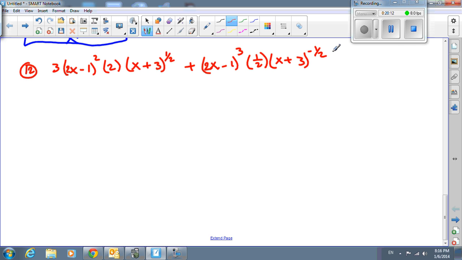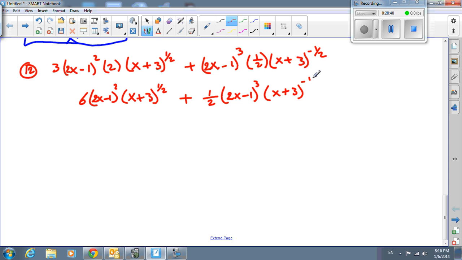Yes, this looks lengthy, but let's go ahead and look at it closer. On the first portion, I can multiply this number by this number because they are not being affected by the powers. So the first step is to do 6 times, I still have my 2x minus 1 squared and x plus 3 to the power of 1/2. Plus, I'll move this 1/2 to the front to make it easier. So I will have 1/2 times 2x minus 1 cubed times x plus 3 to the power of negative 1/2.